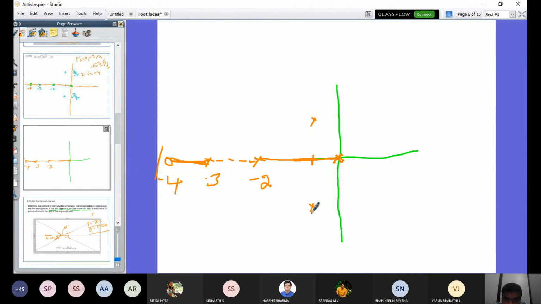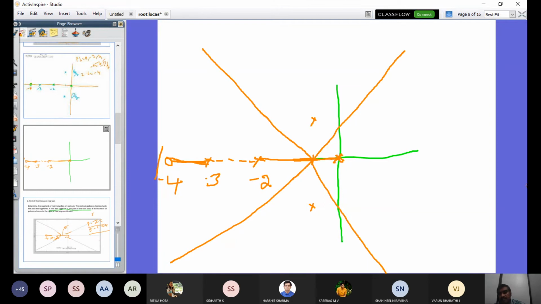So this pole is minus root 3 by 2. This is plus root 3 by 2. And you have to use the protractor and draw the asymptote angles. One asymptote angle will be plus 45. Another asymptote angle will be minus 45, that is 315. Another asymptote angle will be 135. Another asymptote angle will be minus 135. Properly you can make it. Any doubt up to this step?